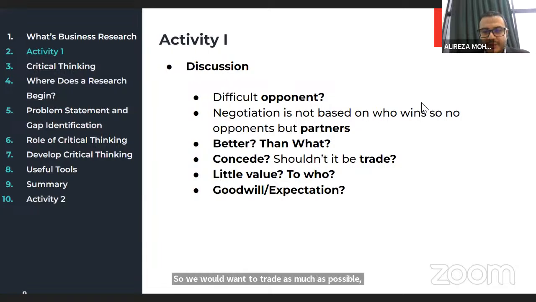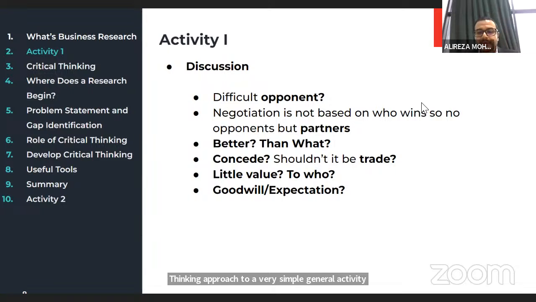And goodwill, if you do things out of goodwill in a negotiation, wouldn't it lead to expectation for future trades? Maybe, maybe not. So that's the topic of discussion for this activity. It's false. We don't concede, we trade in negotiation, all right? What I did right now for you is a critical thinking approach to a very simple general activity or question.